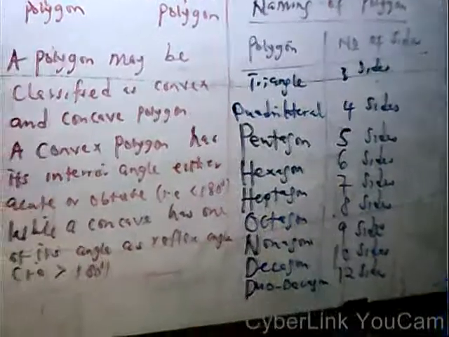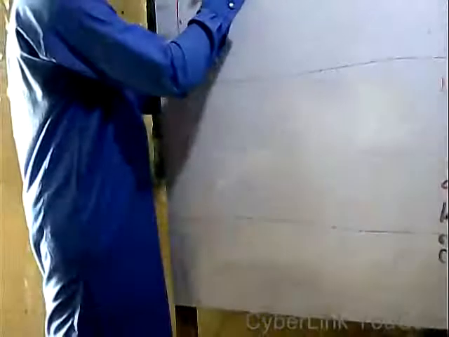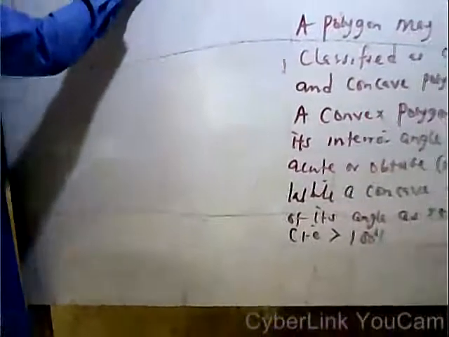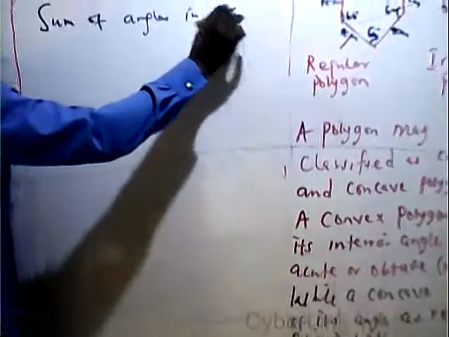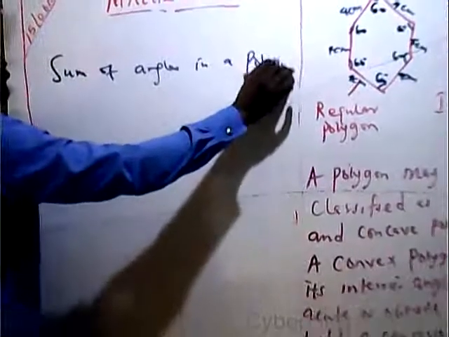When you have your triangle, look at it here. So we go to what? Sum of angles in a what? In a polygon.